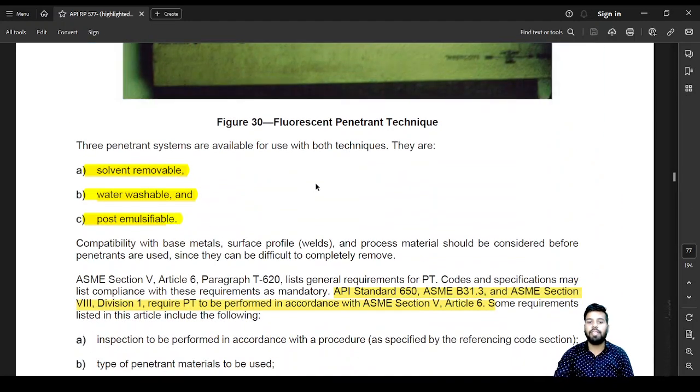There are different kinds of penetrant systems available: solvent removal, water washable, and post emulsifier technique. In most cases solvent removal is used, but if you have rough welds or welds in large quantity, then you can use a water washable system also. If the area is not accessible, then you can use post emulsifier testing also. Post emulsifier generally also has better sensitivity, water washable has the lowest sensitivity, and solvent removal generally has higher sensitivity.